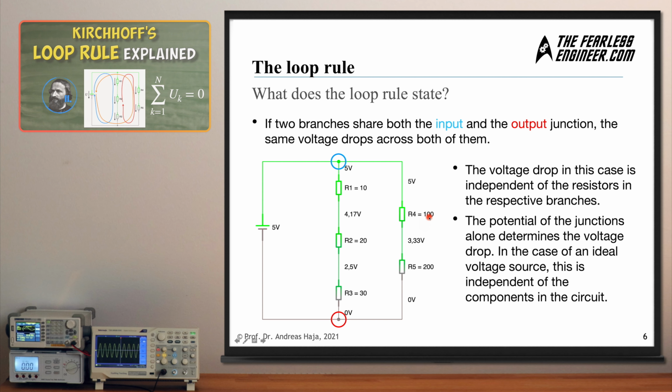So the potential of the junction alone, of both junctions, determines the voltage drop. And in the case of an ideal voltage source, this is also independent of the components in the circuit. We will look at non-ideal, at real voltage sources in a very short time. But for now, what we can see here is a perfect voltage source which always provides 5 volts. And for such a source, the voltage drop is identical to 5 volts in both cases, for both branches.